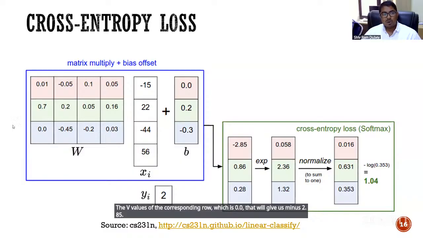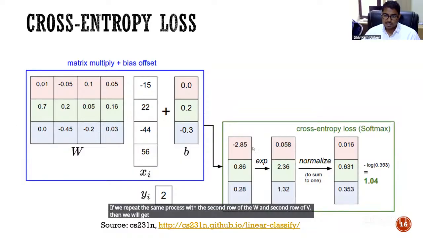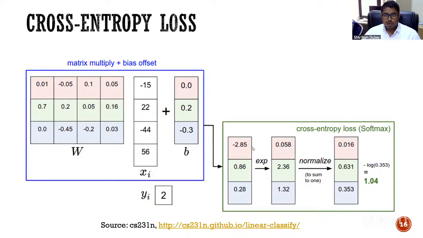If we repeat the same process with the second row of the W and second row of b, then we will get 0.86. That's how we compute the class score. What does 1.04 represent? 1.04 represents the loss. What is the loss for this particular input?